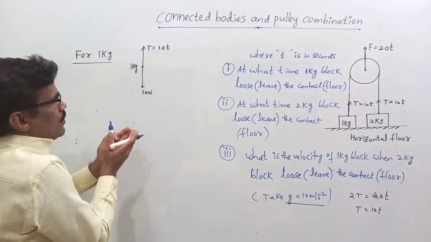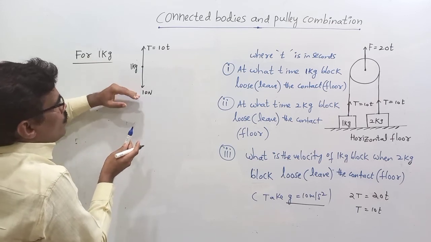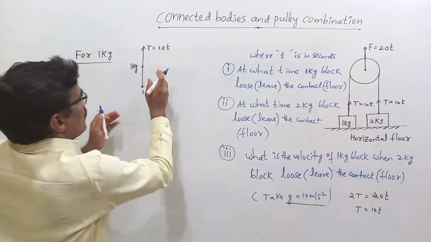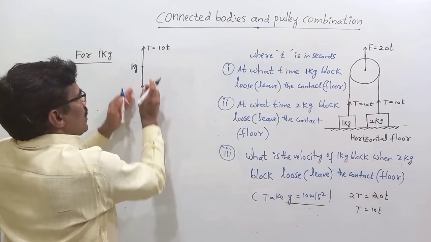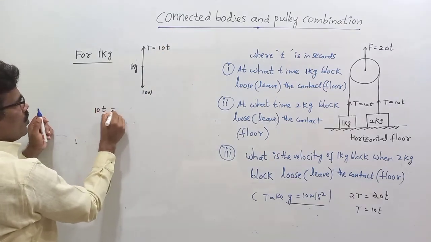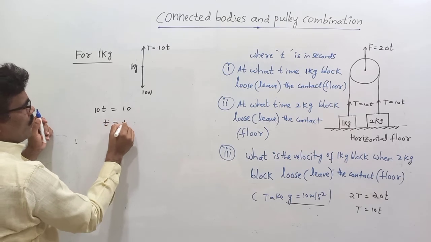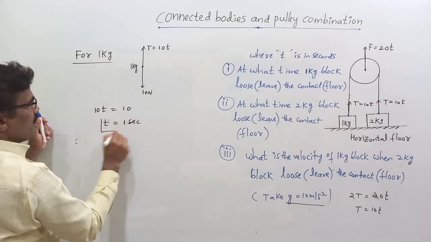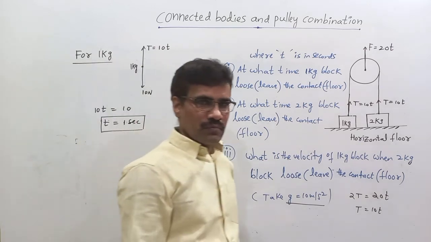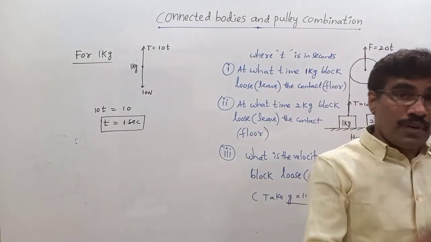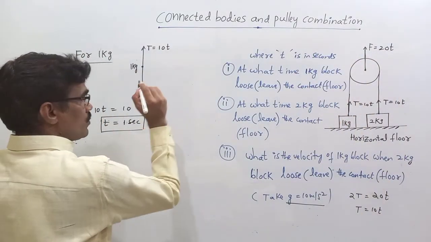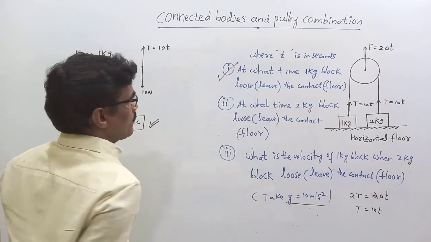What is the minimum force? The minimum force required to lift the 1 kg block from the floor is 10 Newton down, 10t up. That's why 10t is equal to 10, so t is equal to 1 second. After 1 second, the 1 kg block loses the contact. Okay, sir? First question is over, sir.